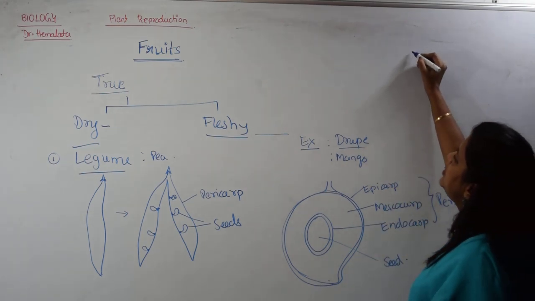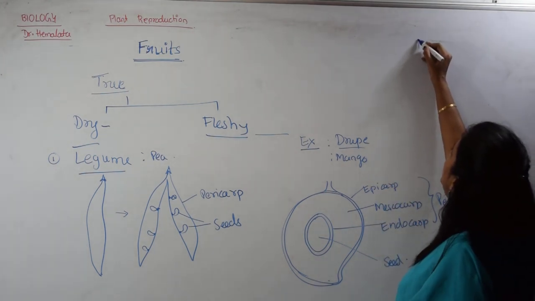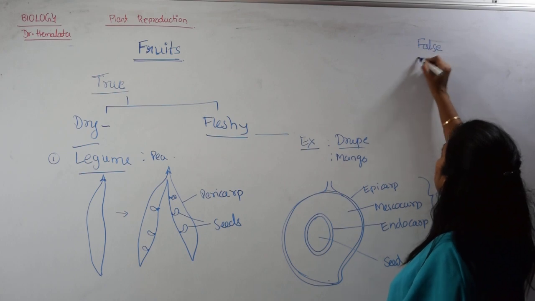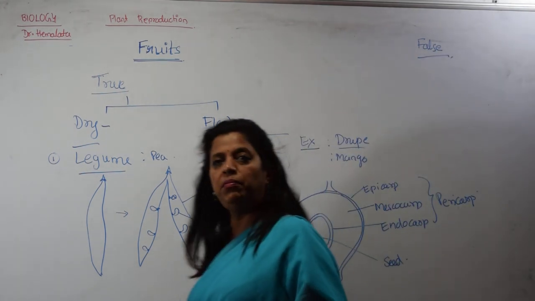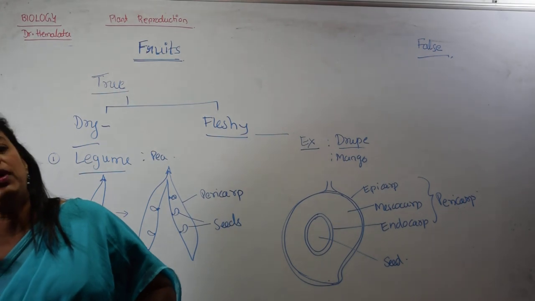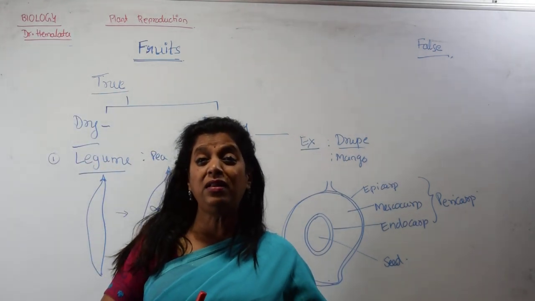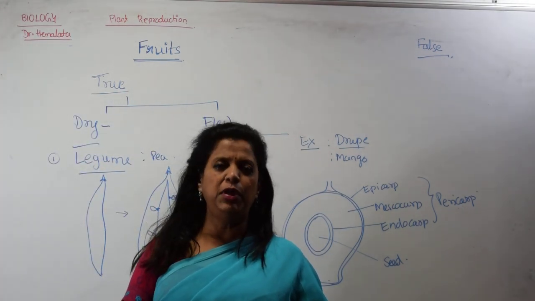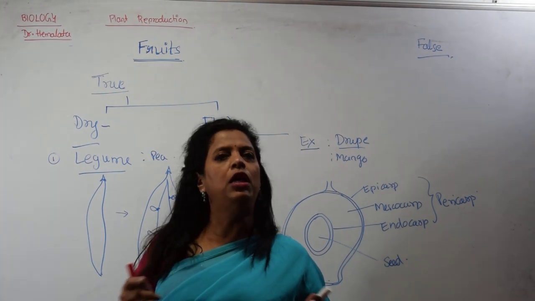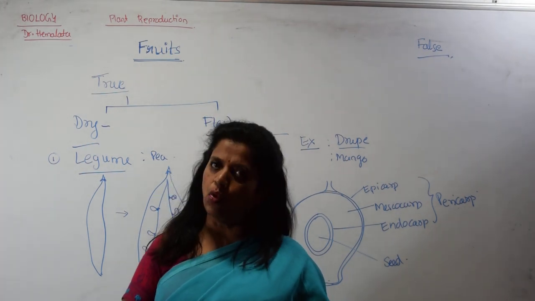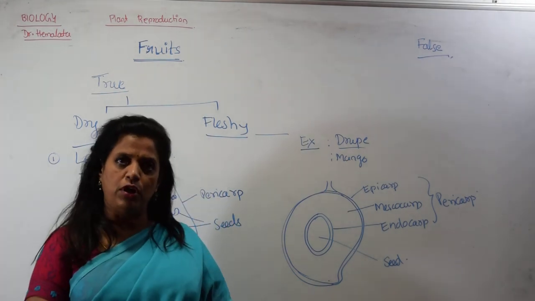Then I told you there is a second type of fruit that is called the false fruit. So what is the meaning of the word false? Here the fruit develops from any part other than the ovary. It means it's not actually the ovary. The edible part of the fruit is not the ovary. Therefore we call it a false fruit.